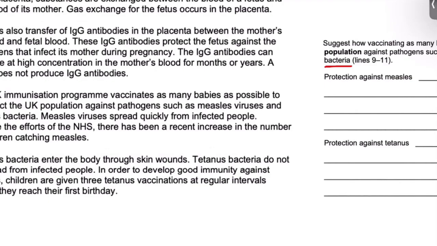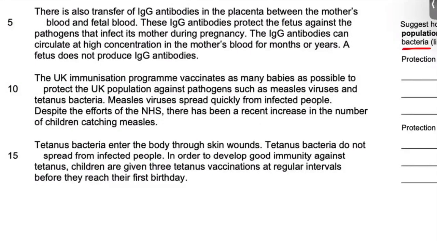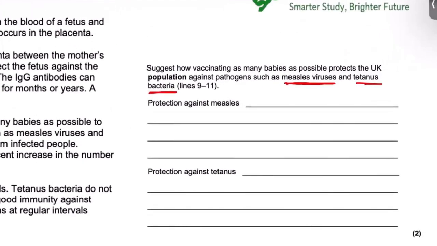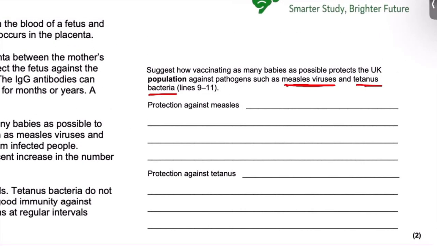So it says over here, the UK immunization program vaccinates as many babies as possible to protect the UK population against pathogens such as measles viruses and tetanus bacteria. That's what the UK immunization program does. It says measles viruses spread quickly from infected people, and that's what lines 9 to 11 say. So how does it form protection against measles? So we know that measles spreads quickly between infected people.